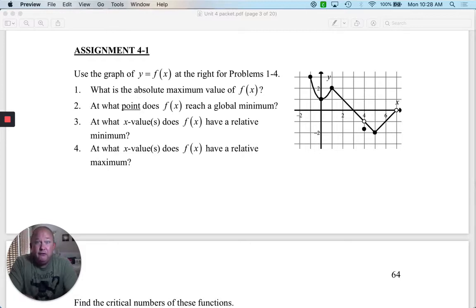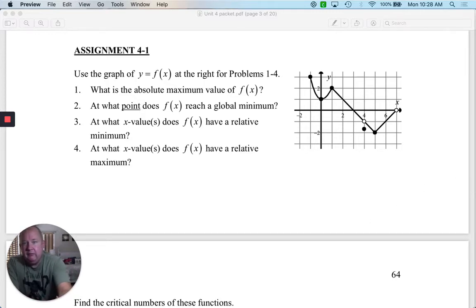Question number 4, again, it says, what are the x values or value where the function has a relative maximum? So I'm not looking at the end points because we need points surrounding it, to the left and to the right. And so an end point doesn't qualify for a relative. An endpoint could be a global or an absolute, but not a relative maximum. So we have a relative maximum when x equals 1, and that is the only one.